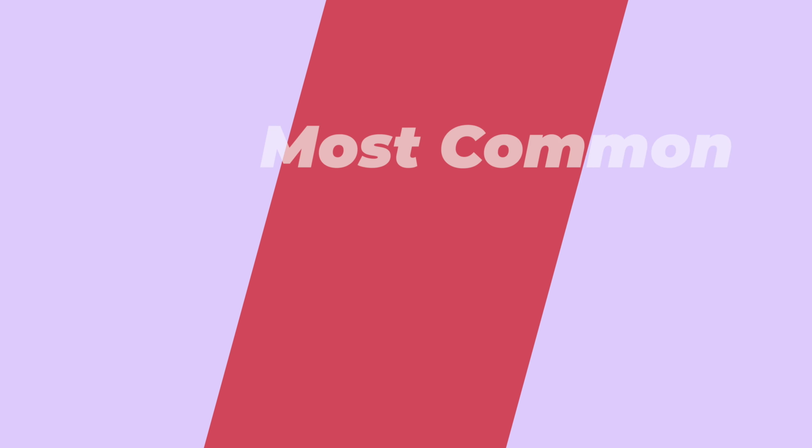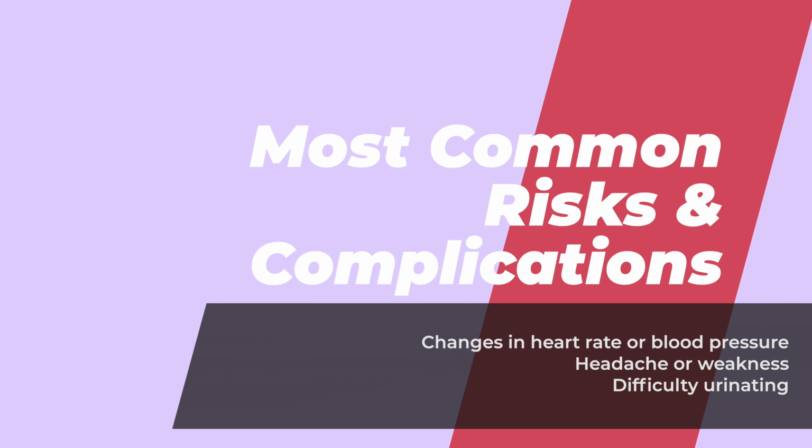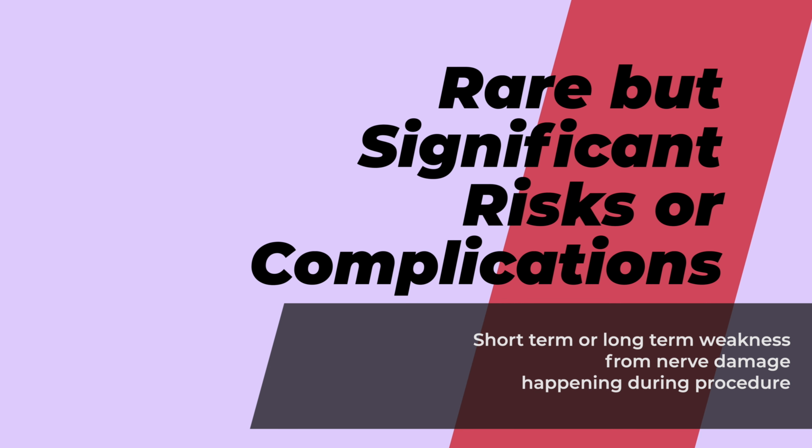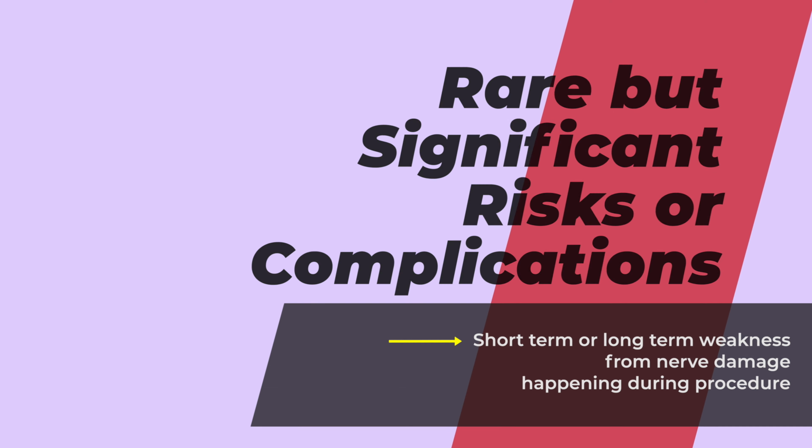With spinal and epidural anesthesia, the most common risks and complications include changes in heart rate or blood pressure, headache or weakness, and sometimes difficulty urinating. Rare but significant risks and complications from both spinal and epidural anesthesia can include both short-term or long-term weakness from nerve damage happening during the procedure.